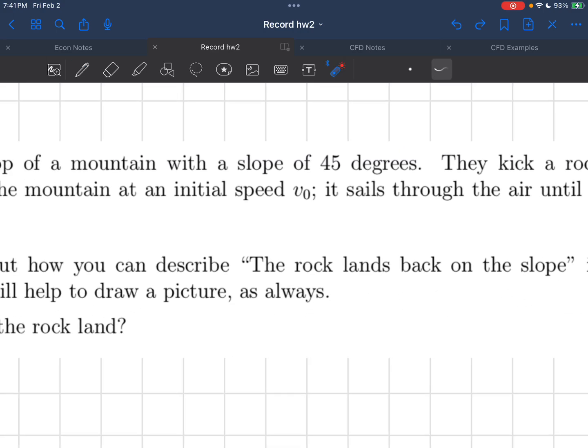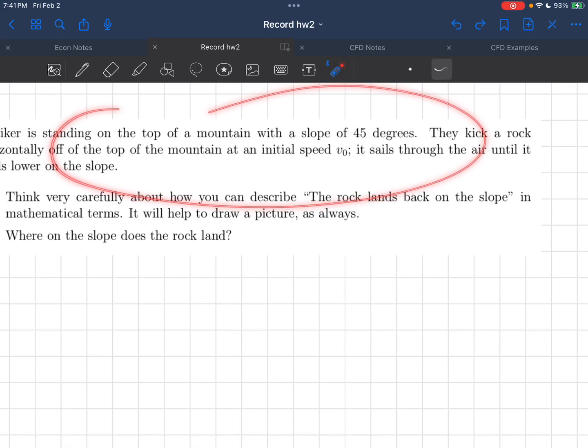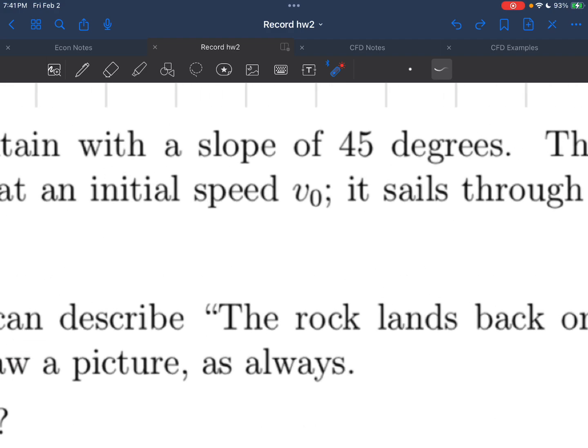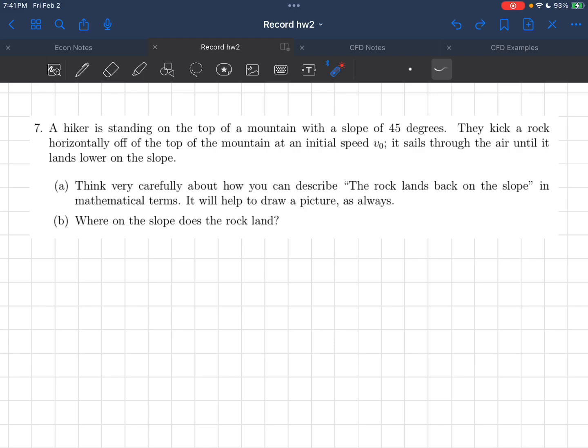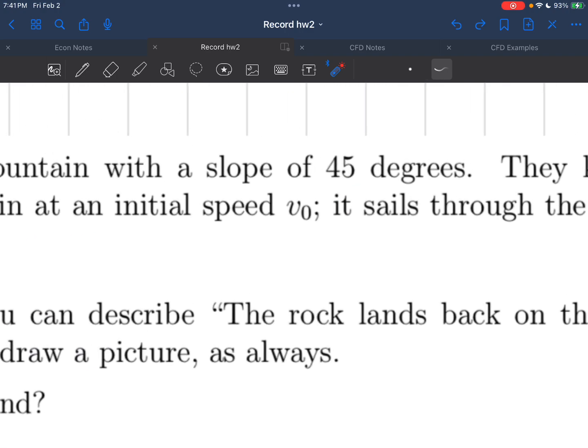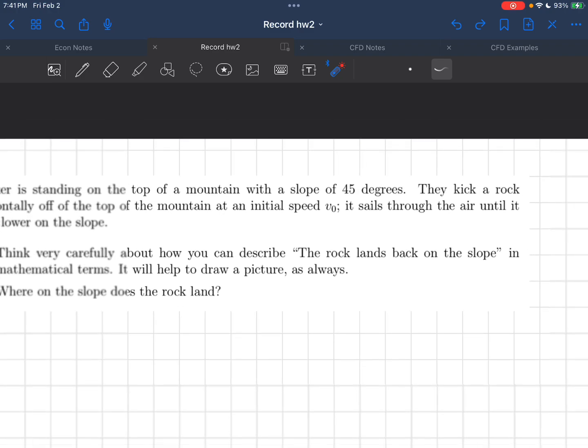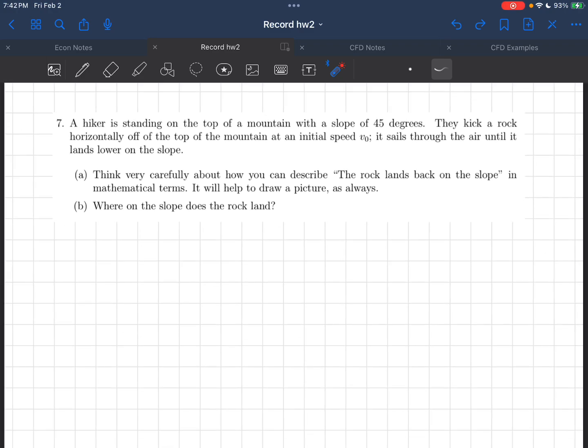So this is saying that if we were in some situation like this, if we were given an initial velocity, could we figure out where on the slope the rock lands? So given any initial velocity, we want to be able to figure out where on the slope the rock lands. So we treat v0, even though we don't have a number for it, we pretend that we do. Okay. Sails through the air until it lands on the lower slope.